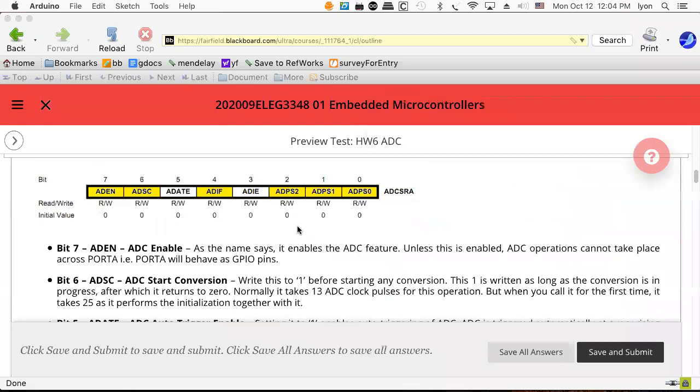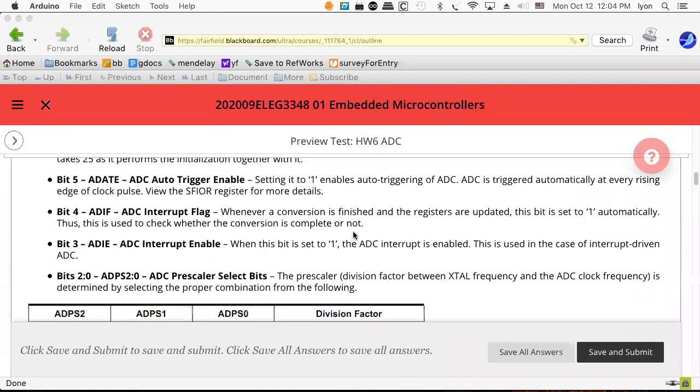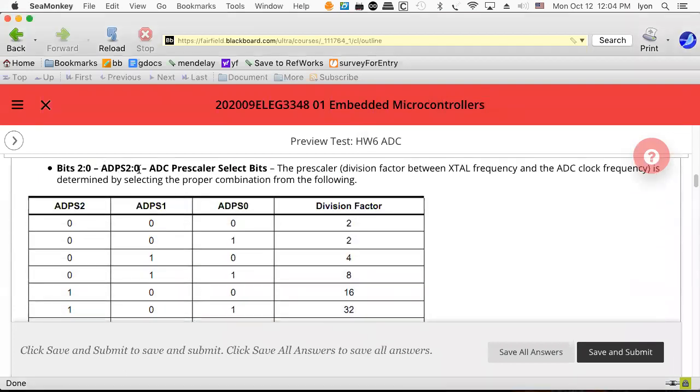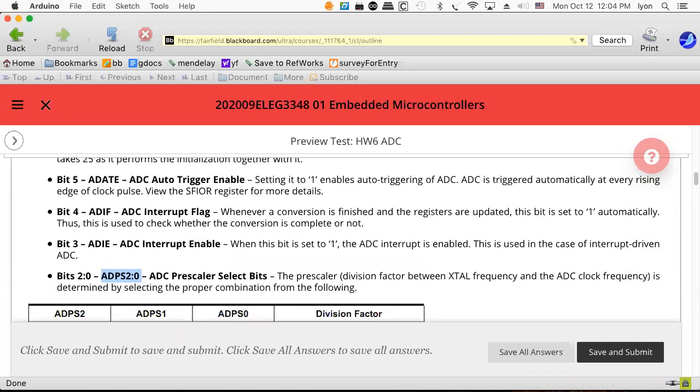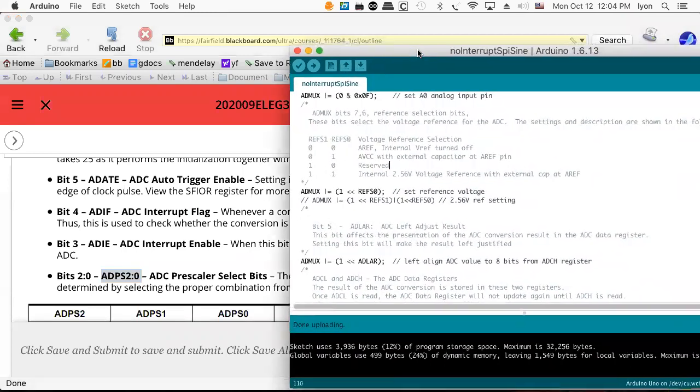And then comes this other thing, which I feel is a lot of bit flipping kind of stuff, but here it says ADPS2 through 0 are the actual ADC inputs. So if you look down through here, ADPS2 through 0, you can see where these numbers give us our prescaler. So let's take a look at the prescaler again.